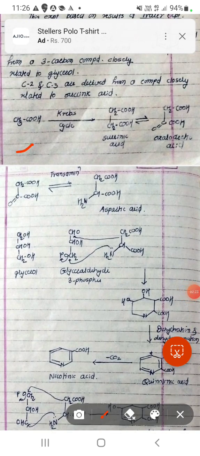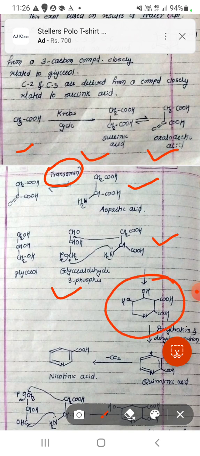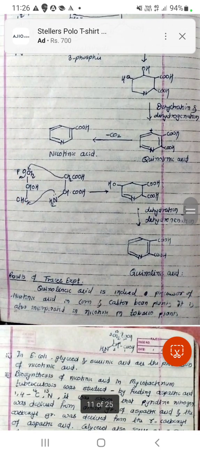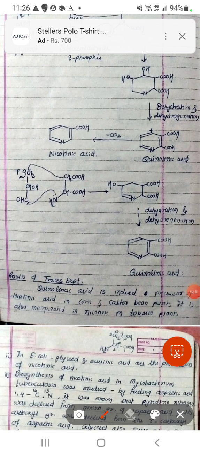So acetic acid with Krebs cycle forms the succinic acid, and again oxidation gives the oxaloacetic acid. So this oxaloacetic acid with transamination reaction gives the aspartic acid. This aspartic acid, when it reacts with glyceraldehyde 3-phosphate, will form a 6-membered ring having a nitrogen atom. This nitrogen ring, with dehydrogenation reaction, gives the quinolinic acid, and after decarboxylation it gives the nicotinic acid.